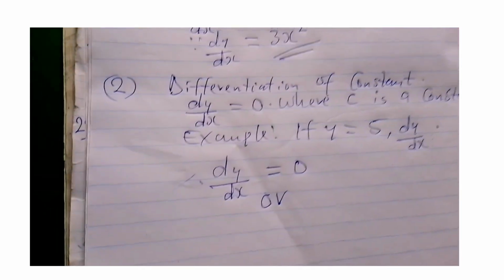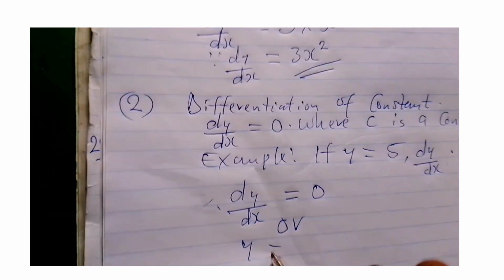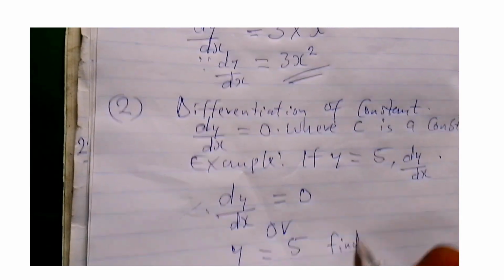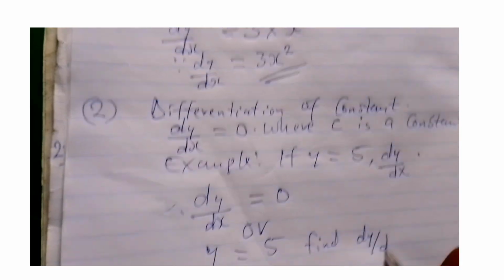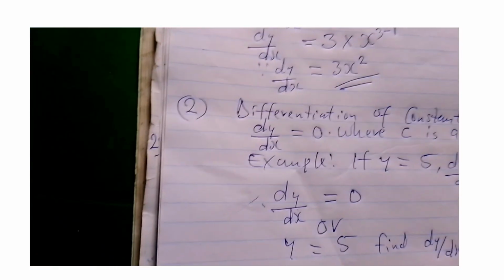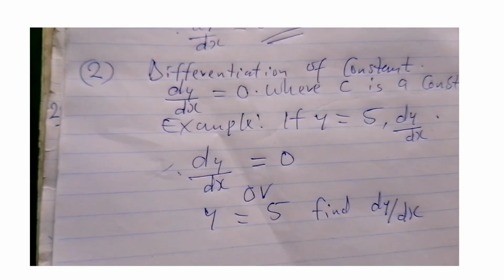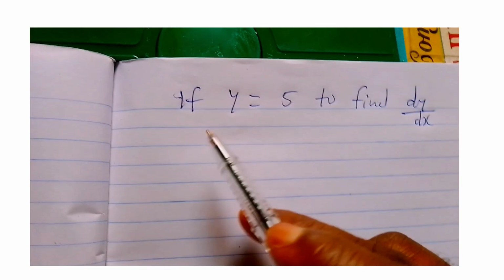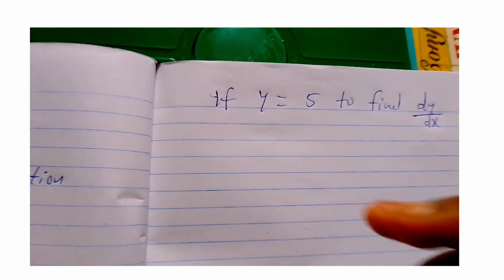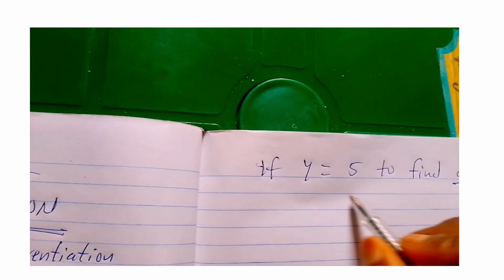Let's look at this method. You know that y equals 5, right? They say you should find dy over dx. I'm going to prove that for us. For me to be able to find dy over dx, let's look at the solution here. If y equals 5, to find dy over dx, let me prove why it is 0.